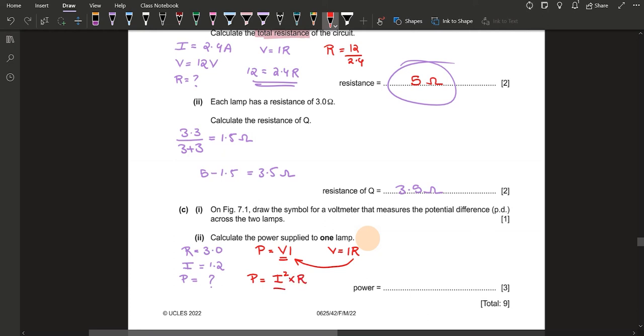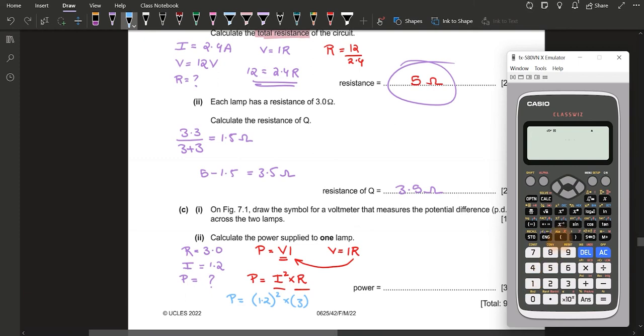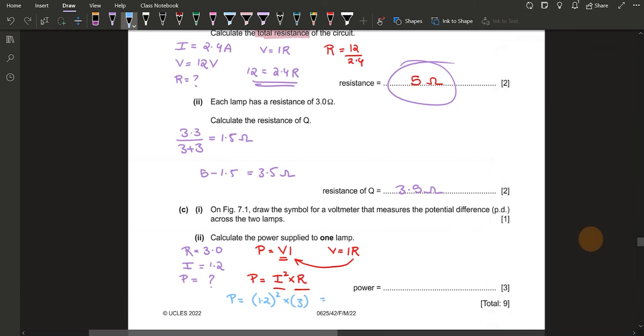We have I, we have R. We can just substitute our values and get our answer, which is gonna be 1.2 square into 3, which is gonna be equal to 4.32. And don't forget to add your units, which is gonna be watts. And we are done with question number 7.